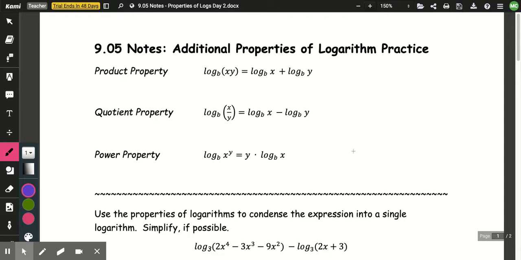We're going to do some more practice with the properties of logarithms here. So just a quick reminder, the product property is log base b of xy equals log base b of x plus log base b of y. And you can read that backwards or forwards.